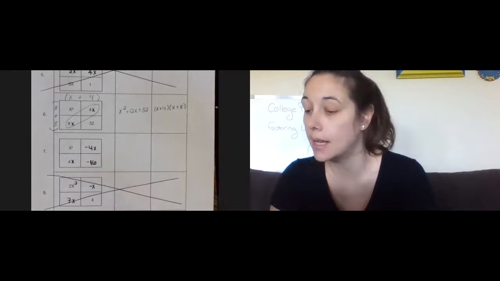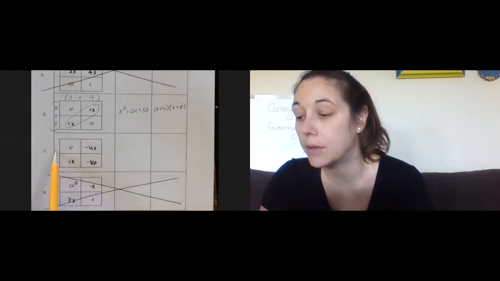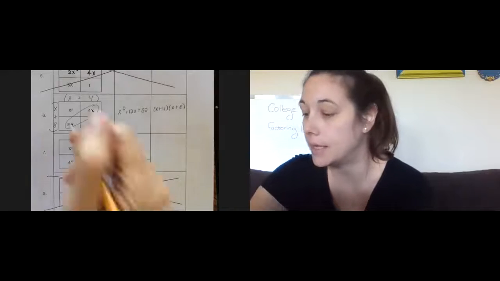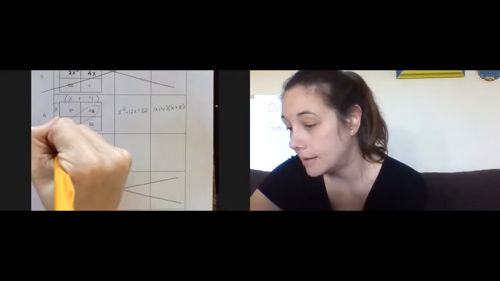Okay, let's take a look at number 7. We're going to do the same process. What two terms when multiplied together give us x squared? Well, it's x and x.